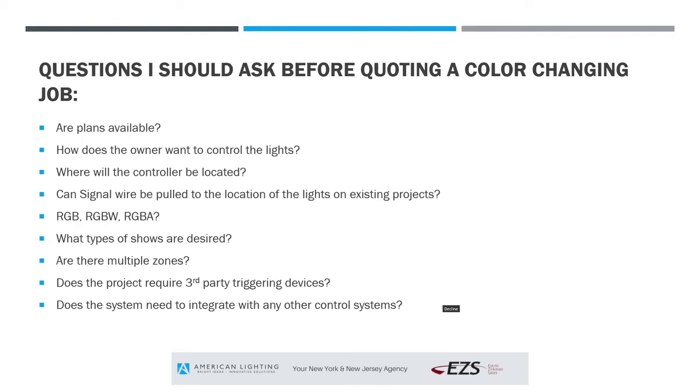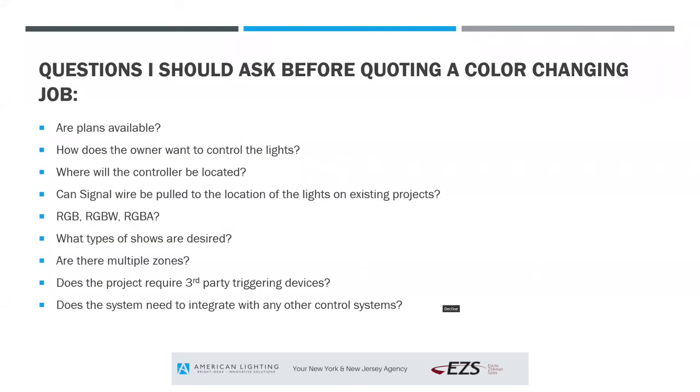What type of shows is the owner interested in? Are they interested in a different show every night? Are they interested in maybe one show that runs all the time? What kind of shows? Because that's going to determine how much time potentially we have to factor in to do the programming. If they want 50 shows, that's a lot different than if they want 5 shows, right? So that's going to determine how much time you need to budget to do the programming.